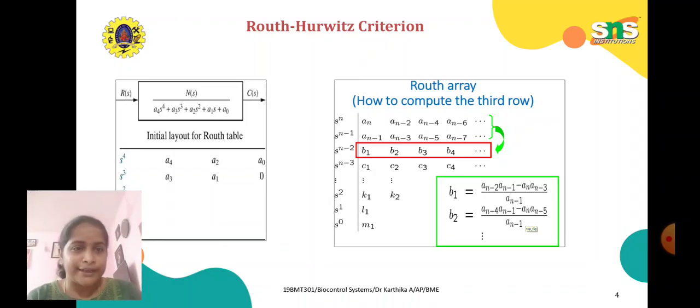The same thing for the first column: an-1, b1, c1 etc., k1, l1, m1. And the second column: an-2, an-3, b2, c2, k2. And the third: an-4, an-5, b3, c3. And the next one is an-6, an-7, b4, c4, like that. It goes on like this.